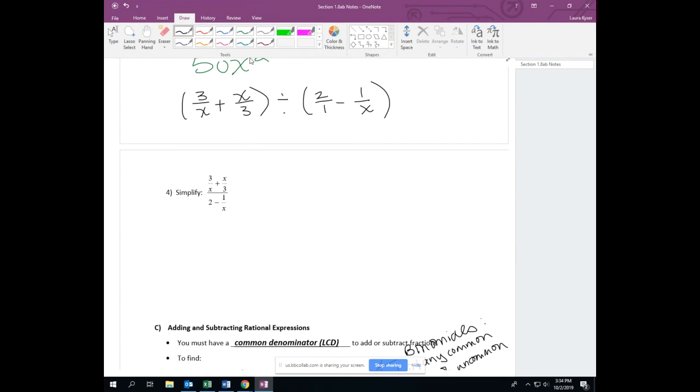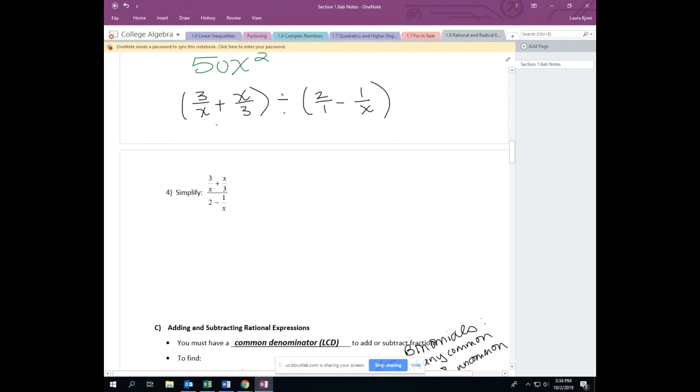So, for example, in this expression on the left, we've got one denominator that's an x and one that's a 3. x and 3 are monomials, and they don't have anything in common, which means that the LCD on this side takes both of those pieces, 3 and x.